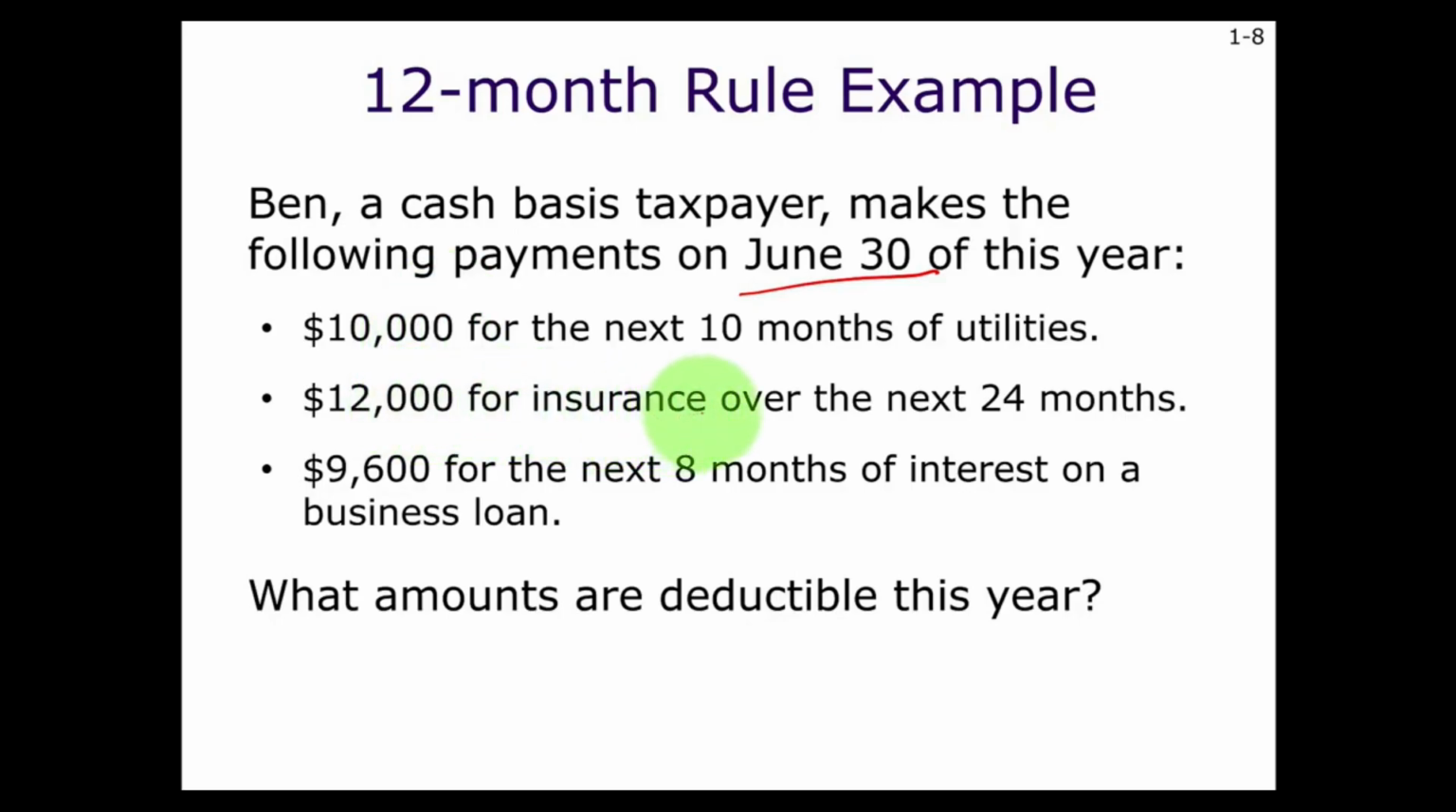$12,000 for insurance, more than 12 months. So only 6 months' worth for this year can be deducted, and then 12 months for next year and the rest for the year after that.